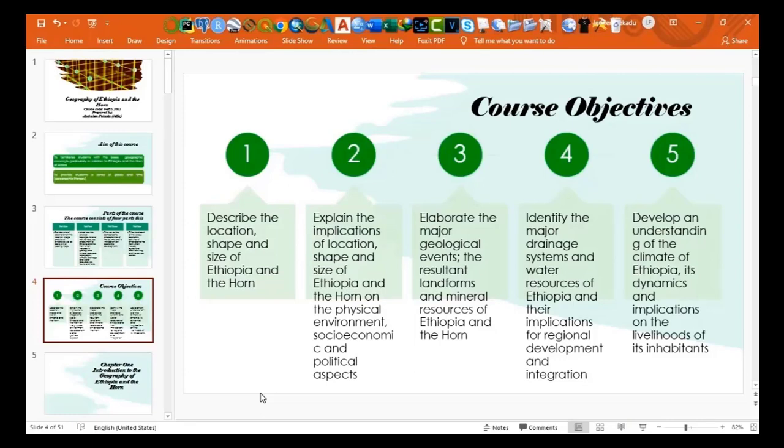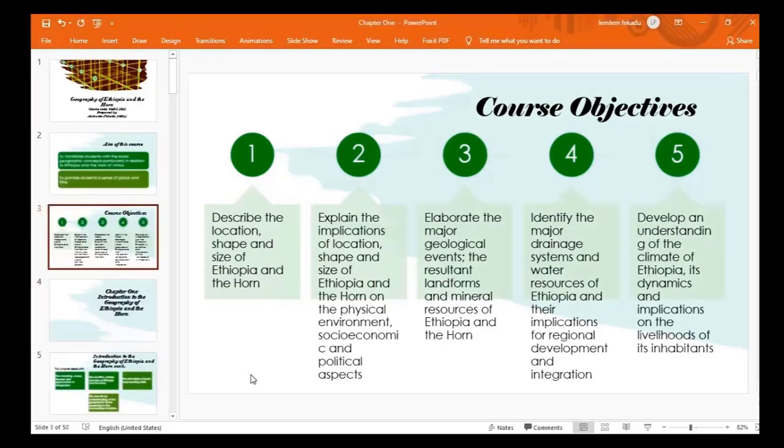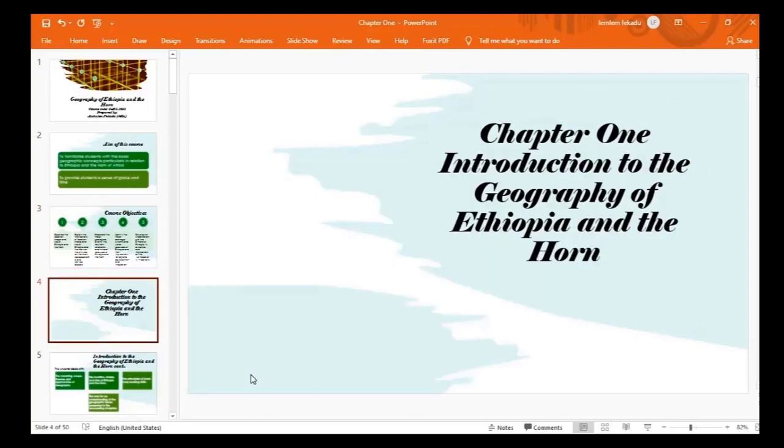The fourth objective is to identify the major drainage systems and water resource of Ethiopia and their implications for regional development and integration. Fifthly, the objective of this course is to develop an understanding of the climate of Ethiopia, its dynamics and implications on the livelihoods of its inhabitants. So these are the objectives of the course. Now we'll pass to chapter 1.